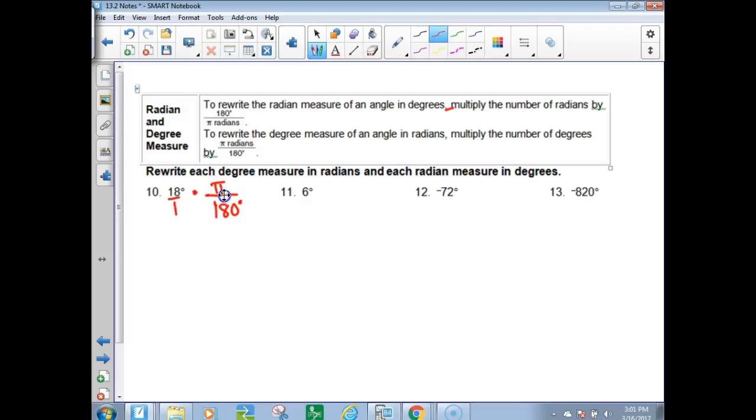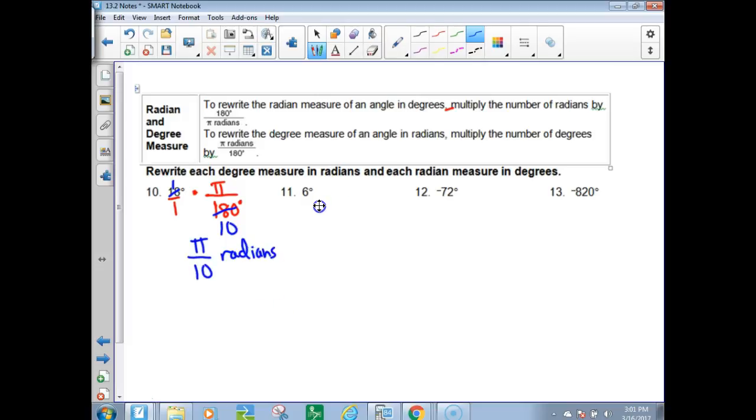So let's just do some cross multiplication or reducing. We're going to have 18 goes into 18 once, 18 goes into 180 10 times. So the answer to this is, thank you, pi over 10. Now it's in radians. And I'm not going to keep writing radians.